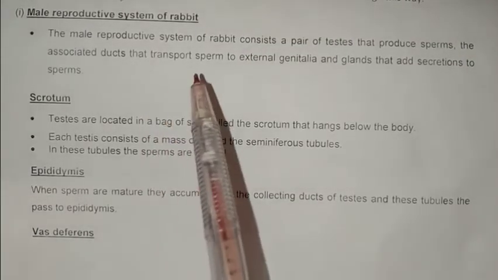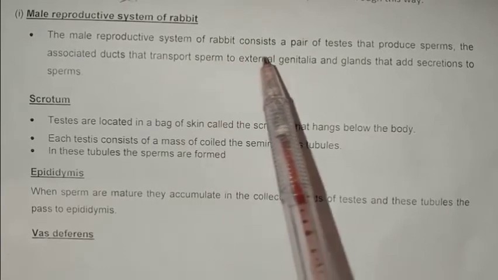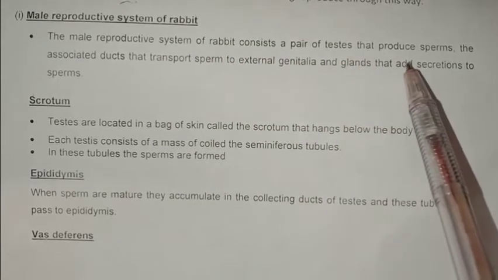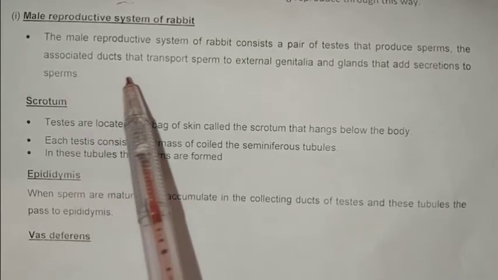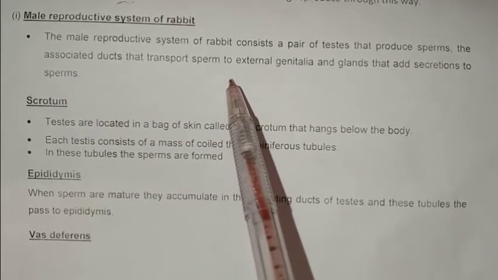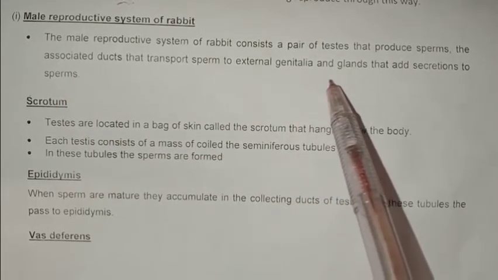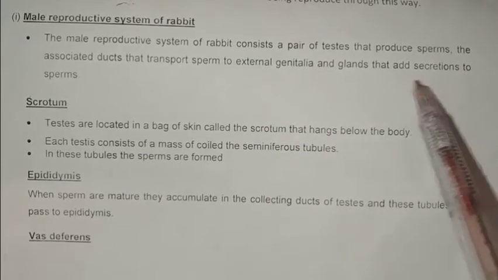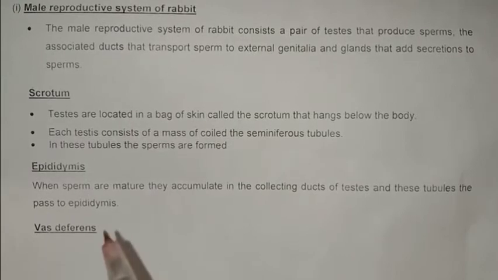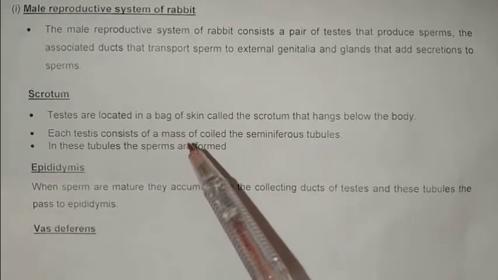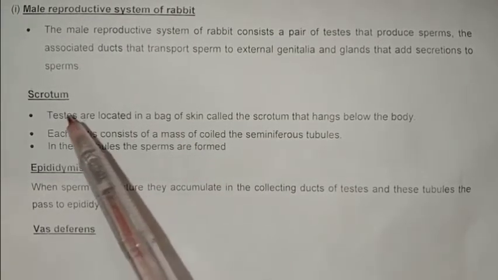Male reproductive system of the rabbit. The male reproductive system of the rabbit consists of a pair of testes, which produce sperm, the associated ducts that transport sperm to the external genitalia, and glands that aid the secretion of sperm. The male reproductive system consists of these main parts.